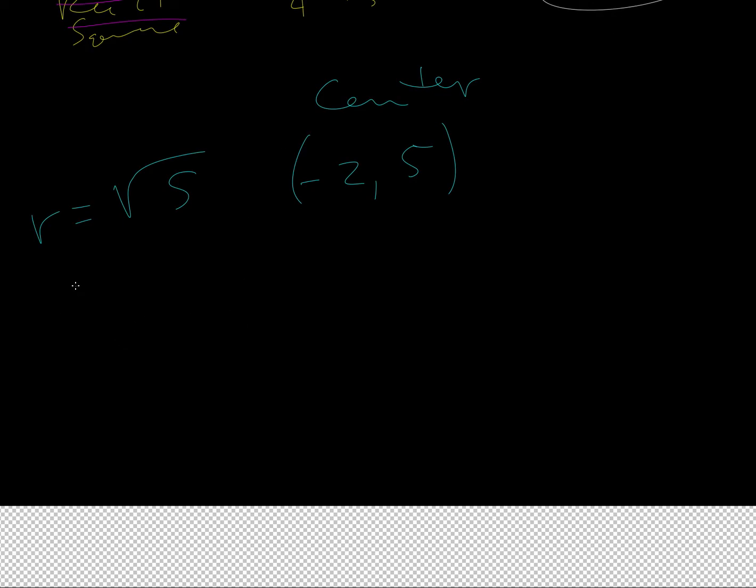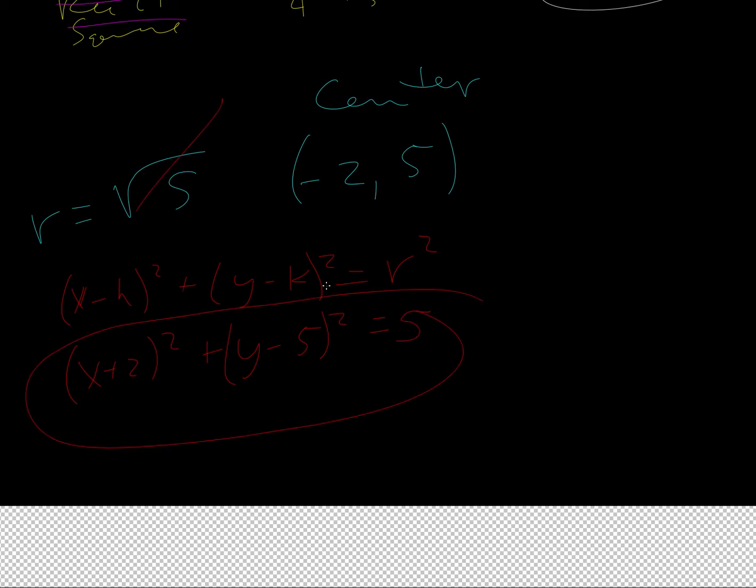And so if we write using our circle formula, this is our h value, but we switch it, so it's +2. This is our k value, but we switch it, so it's -5. And then we square our radius, and so it's just going to be a 5, because if we square a square root, it cancels. Okay?